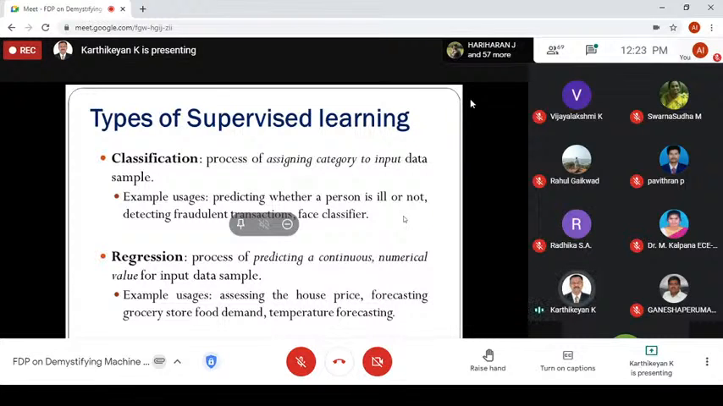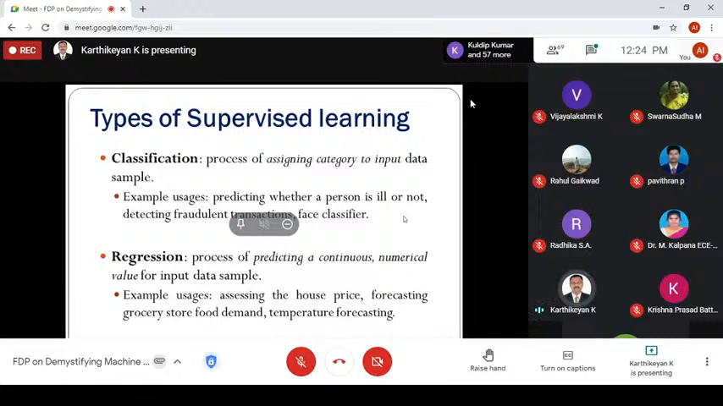Now, when we are going for supervised learning, as I told you earlier, there are two major types based on the application: classification and regression. So what is classification? Classification is the process of assigning a category to an input data sample. For example, predicting whether a person is in good health condition or not, whether a transaction is fraudulent, or whether a face is changing or not. These are simple examples for classification.